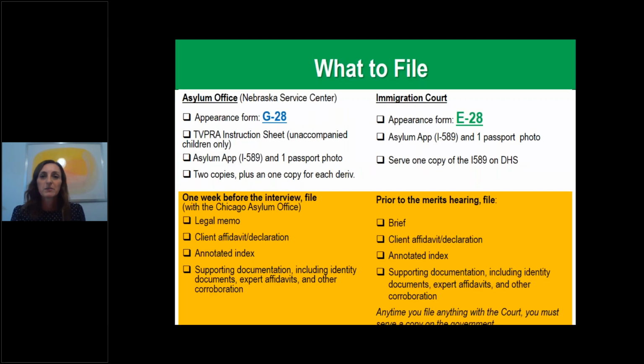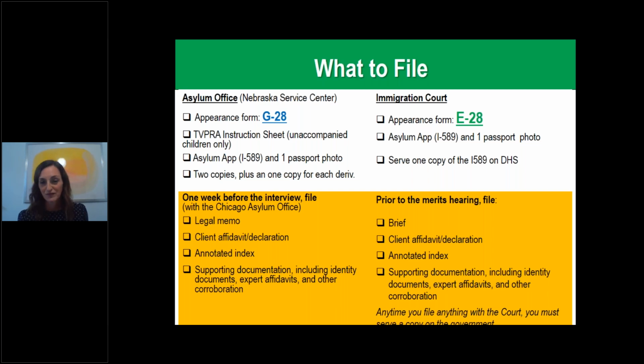In terms of what you're going to be filing, the majority of the documents are very similar. So if you're presenting a case affirmatively at the asylum office, or you're presenting a case before the immigration court, the majority of the documents are very similar. In both cases, you're going to be filing an appearance form, but if you're filing your appearance in front of the asylum office with USCIS, you're filing something called a G28. If you're filing your appearance form in immigration court, you're filing something called an E28.